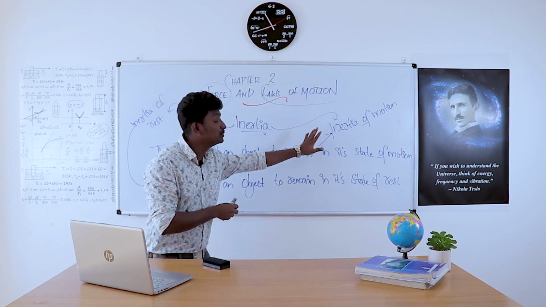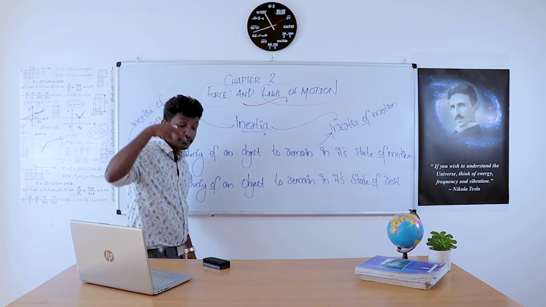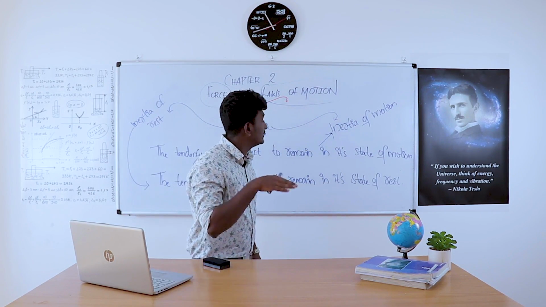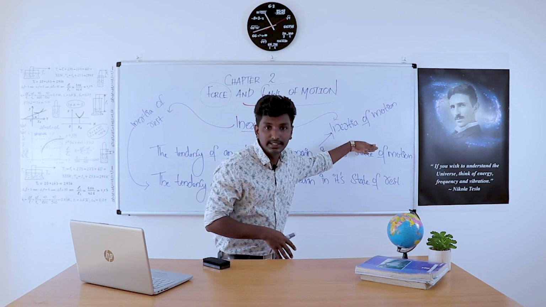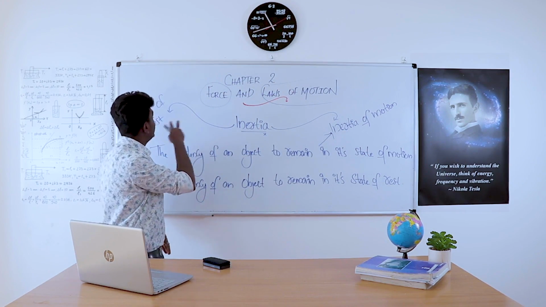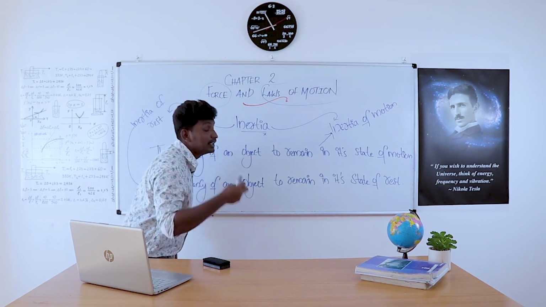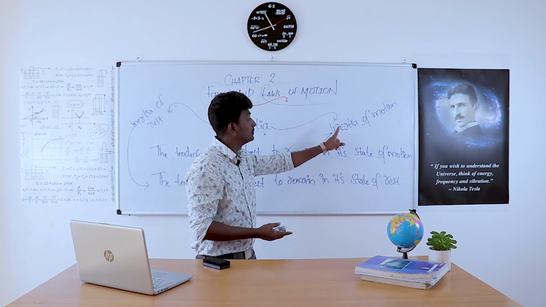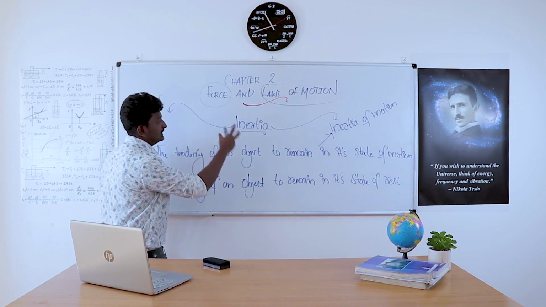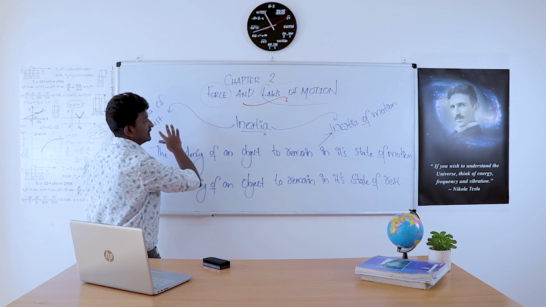And we are having two types of inertia: inertia of motion and inertia of rest. If it is the tendency to remain in the state of motion, then it is inertia of motion. If it is the tendency to remain in the state of rest, then it is called inertia of rest. We just gave two examples of inertia of motion and inertia of rest, and the difference between both.